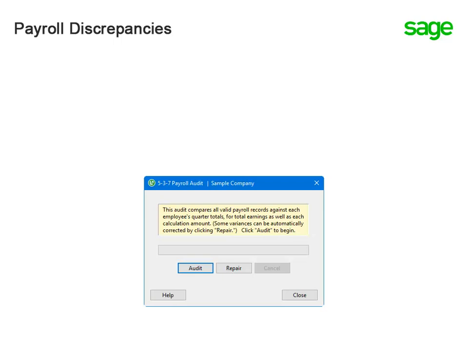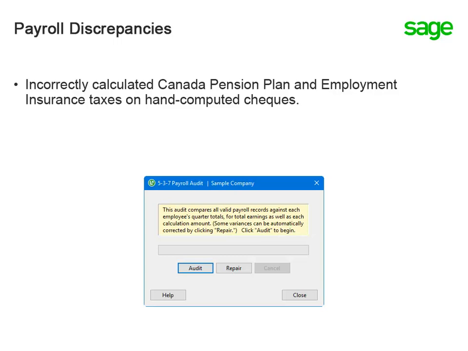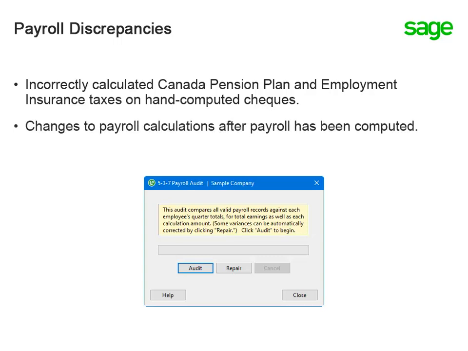If the recalculated totals do not match the stored totals, a variance exists. Variances can result from factors such as the following: incorrect Canada Pension Plan and employment insurance tax calculations on hand-computed checks, and changes to payroll calculations after you compute payroll records. Correct variances before you perform the payroll close. Later in this lesson, we'll discuss one exception to this rule.